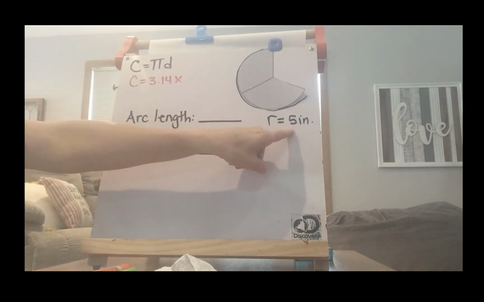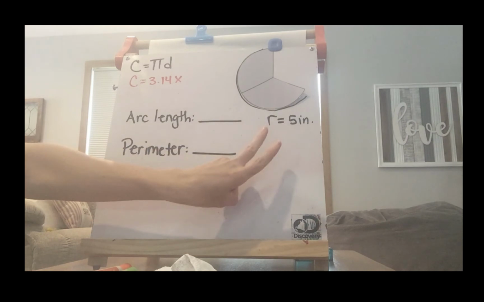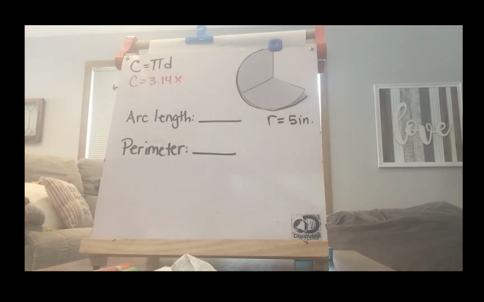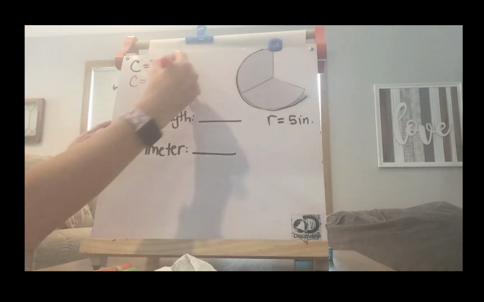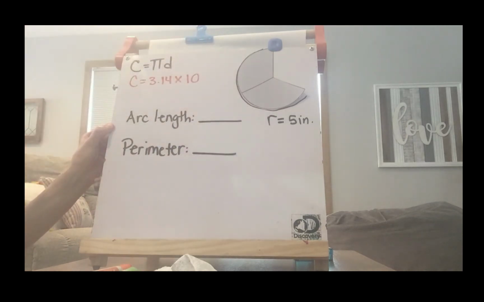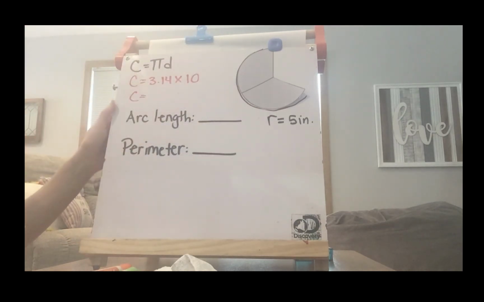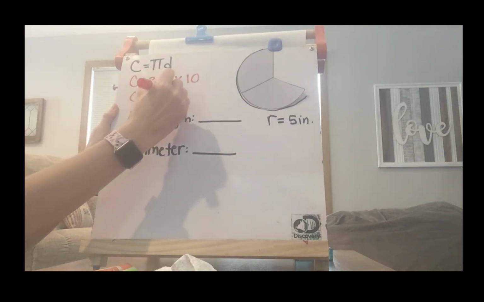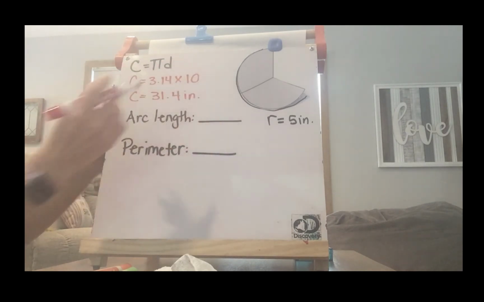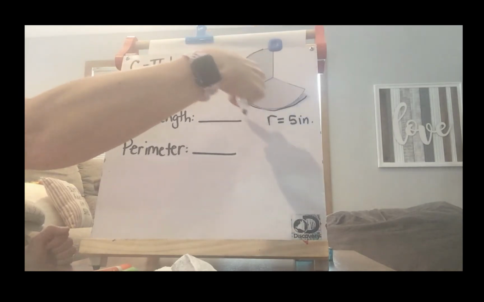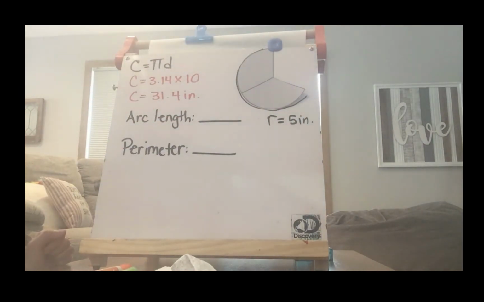Plug your values in. So circumference equals 3.14 times diameter. This time I'm given radius, right? We know it takes 2 radius to make a full diameter. So we need to go 5 plus 5, which is 10. So go ahead and multiply that out. I get 31.4 inches. Now that's the circumference. That's how many inches it takes to get all around the circle.